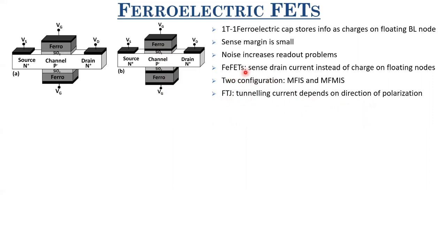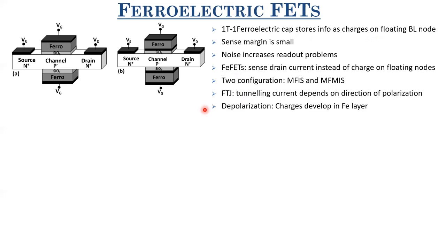In your ferroelectric FETs, you are sensing the drain current or the threshold voltage value. And in your 1T1C ferroelectric cap based DRAM-like structure, you are sensing the charges on the floating BL node. So in terms of sensing, FEFETs are the best. Even FTJs have readout problems. Anyway, I just wanted to give you a brief overview of what exactly these memories are.